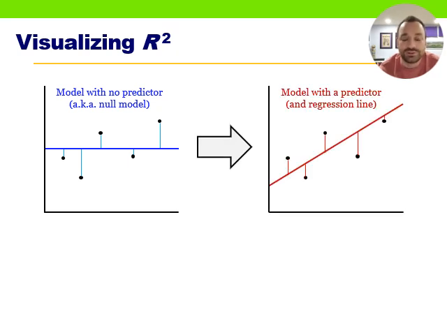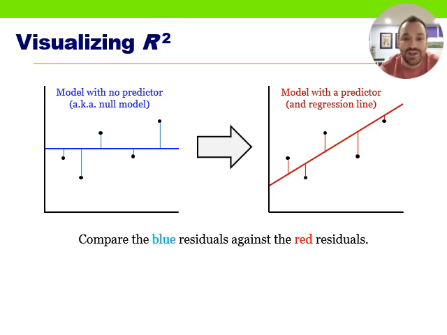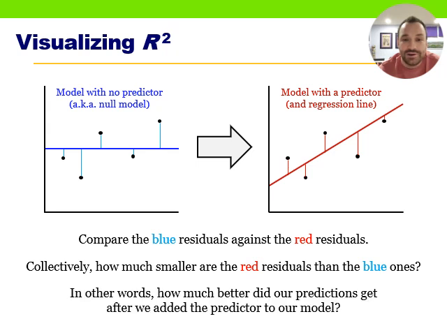But if we add a predictor, what happens if that predictor is in fact useful? Our residuals are going to get smaller, right? We adjust our regression line and our predictions get better, so the residuals get smaller. If you compare the size of the residuals on the left against the size of the residuals on the right, and you imagine adding them all together, the total length of the red lines is less than the total length of the blue lines, right?